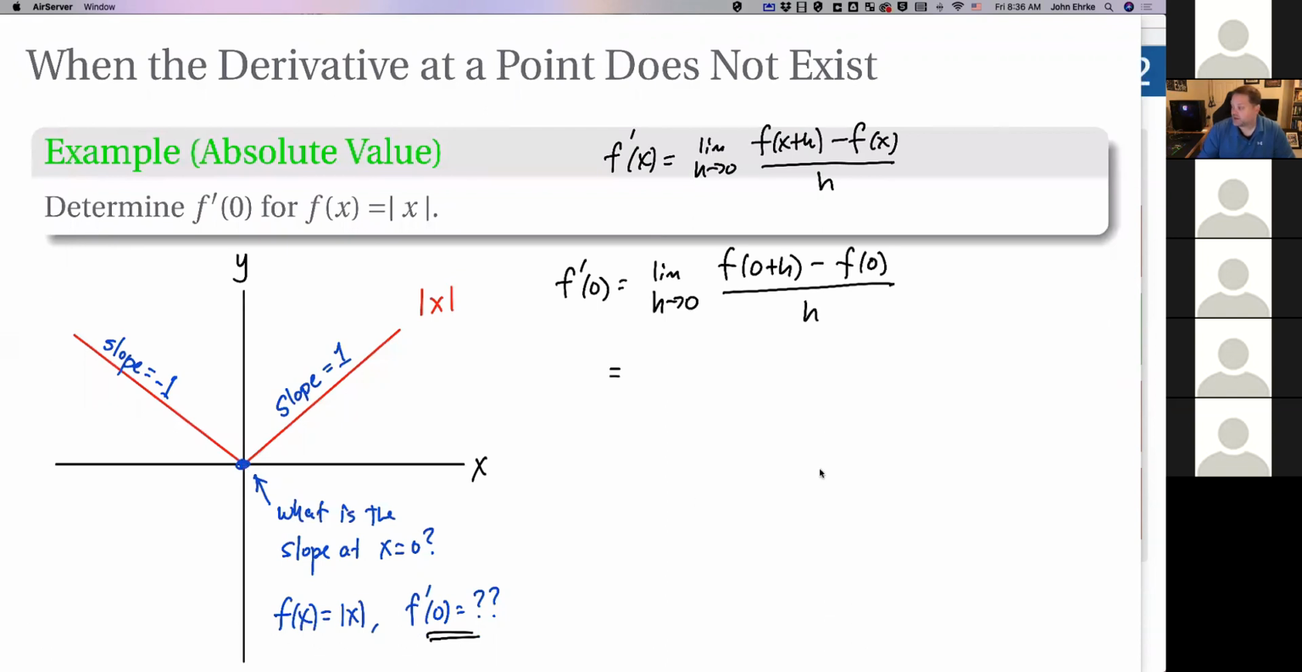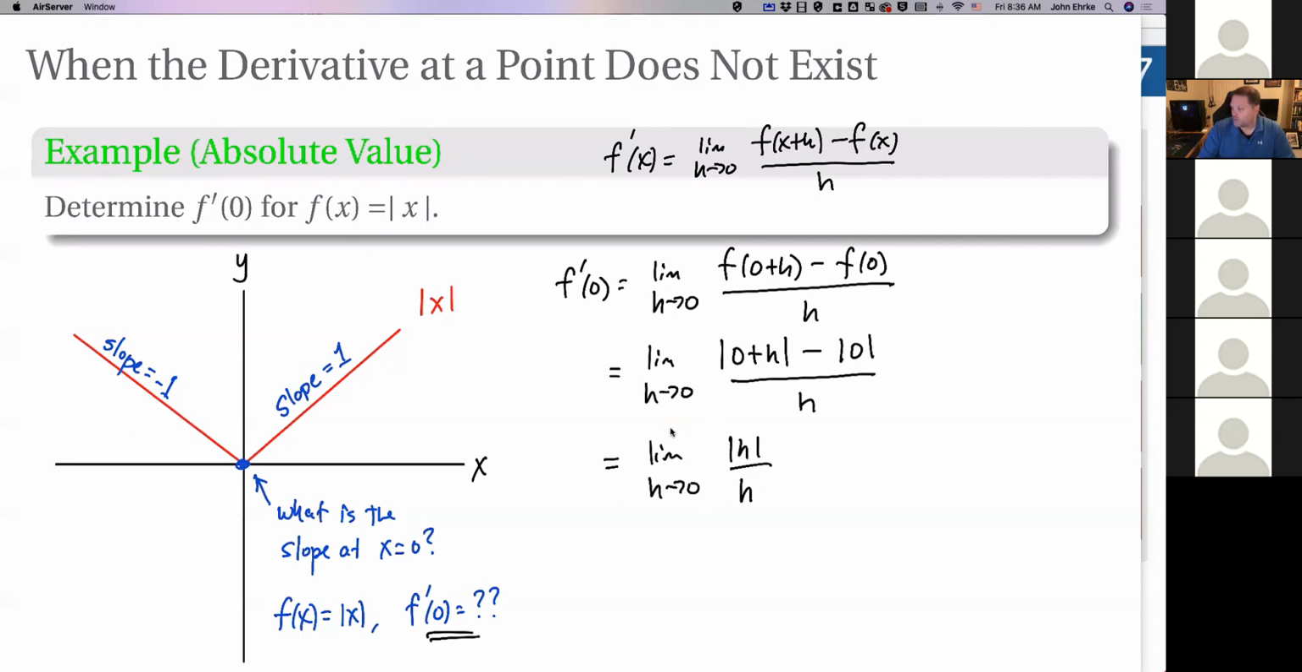So let's see if we can take each piece here and figure out what that is. F of 0 plus h, well, the function is the absolute value function. So if I replace x with 0 plus h, this will be the absolute value of 0 plus h minus the absolute value of 0, divided by h. But it reduces to the absolute value of 0 is just 0, 0 plus h is just h. So this reduces to the absolute value of h divided by h.